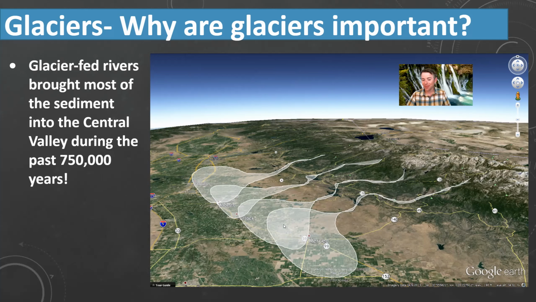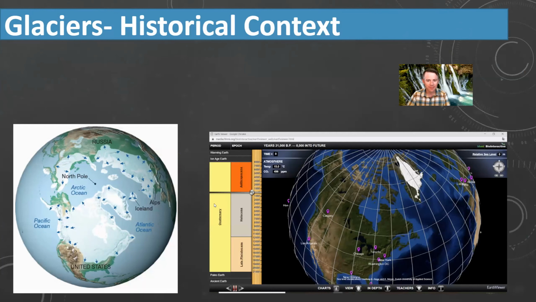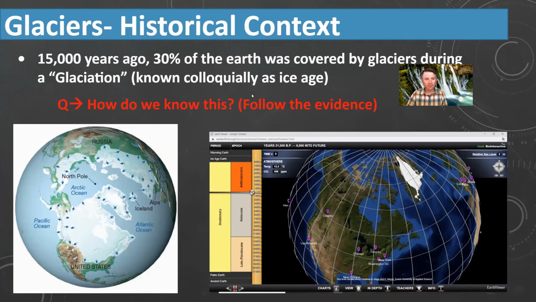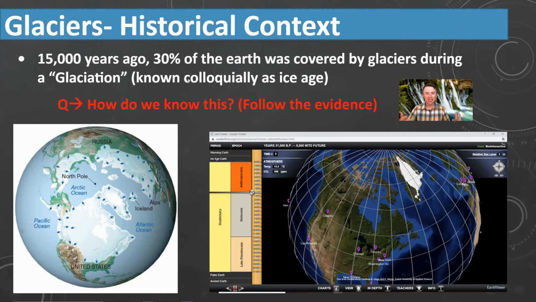So for us, over the last 750,000 years or so, this is where our soils came from: glaciers eroding the rocks in the Sierras, and the melt water coming out to the valley and depositing them. And in historical context, we know that about 15,000 years ago, 30% of the Earth was covered by glaciers. That's what we know as a glaciation, or colloquially an ice age.